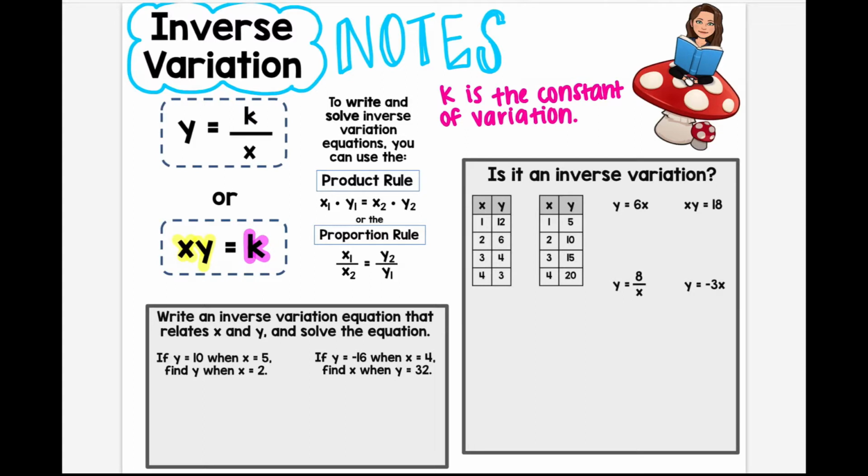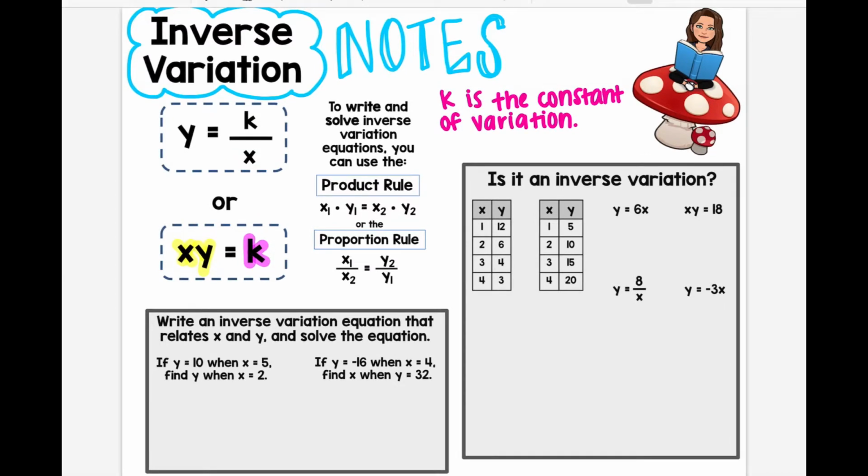There are two ways to look at an equation for inverse variation. The most direct form is x times y equals k. Another form is y equals k divided by x. Y equals k over x comes from the same equation as xy equals k. For example, if we simply divide by x on both sides here, that gives us this equation.